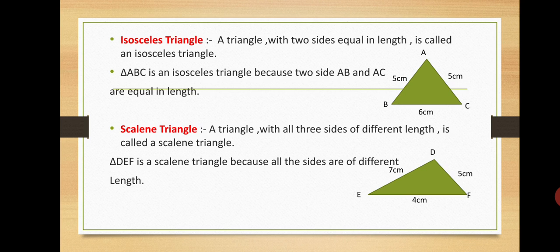And the last one is the scalene triangle. A triangle with all the sides of different length is called a scalene triangle. If we look at this figure, the given triangle is DEF, and DE is 7 centimeter, DF is 5 centimeter and EF is 4 centimeter. All the sides are of different length. This means this type of triangle is a scalene triangle.